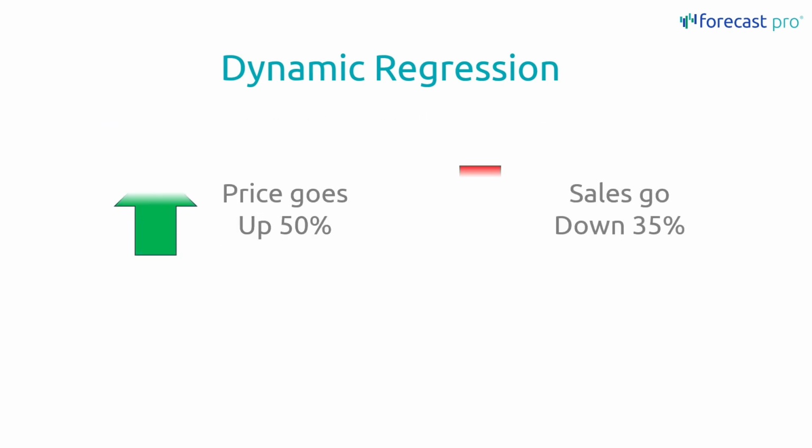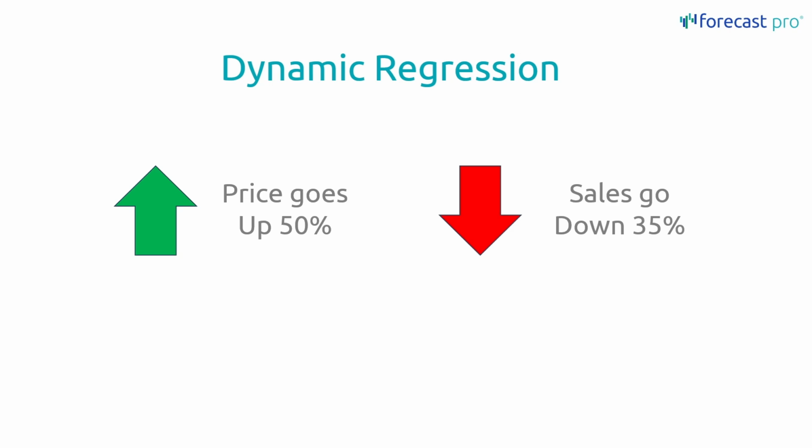As we said, dynamic regression is building a linear relationship between your driver variables and the variable that you're trying to forecast. So for example, if my prices go up by 50%, this would result in my sales going down by 35%. So we can see this one-to-one relationship of prices go up, sales go down, and this kind of linear relationship is something you can see in the models and that you can view when you're building these models itself.